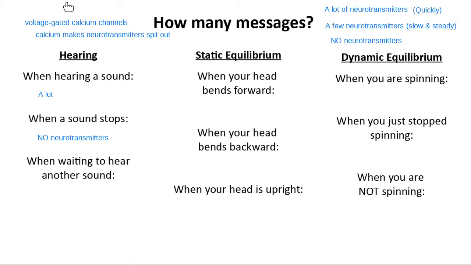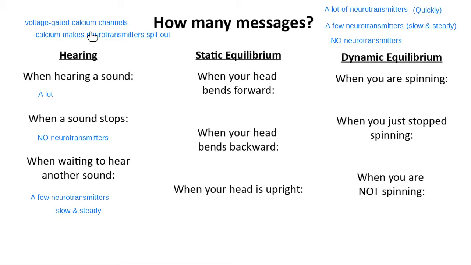If I'm just chilling out waiting, this is going to be the time where I send out a few neurotransmitters. Like Monica mentioned, this is the slow and steady. If you look back at that picture about the process of hearing, remember that we spit out just a few neurotransmitters because a few of the hairs on my hair cells have their gates pushed open. Just a few of them, not a lot, because we're just waiting for a sound.